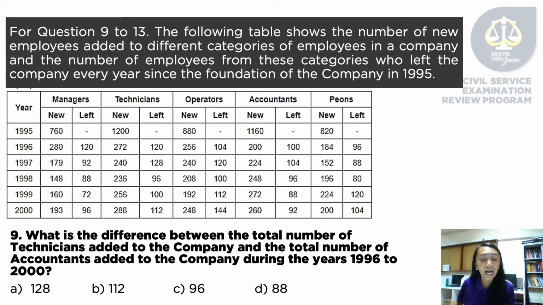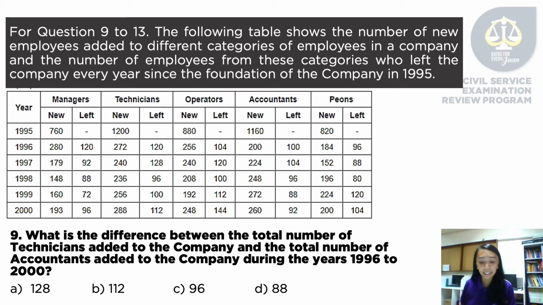Okay, so yung aking first column sa managers is the new ones, okay, yung mga bagong pasok. Tapos po sa second column po ay yung mga umalis, okay, umalis na employees, okay, from the year 1995 hanggang 2000. Okay, so mahalaga na kailangan intindihin muna natin yung table bago tayo mag-proceed sa pagsagot doon sa mga questions na kailangan nating sagutin. Okay, so let's start with question number 9.